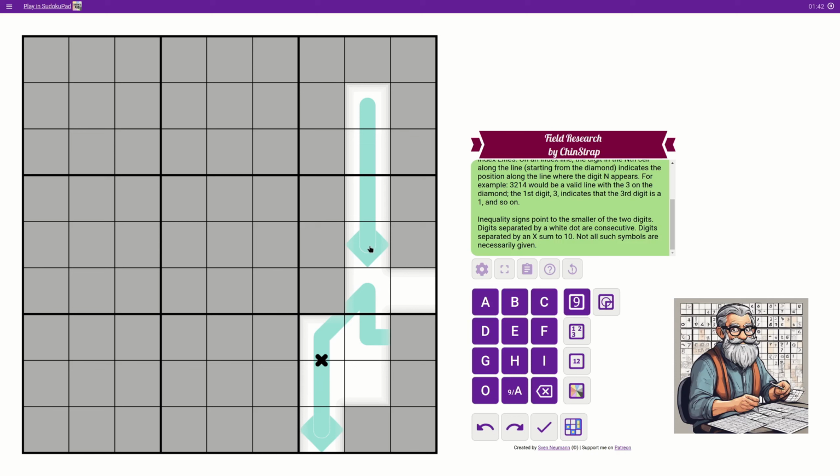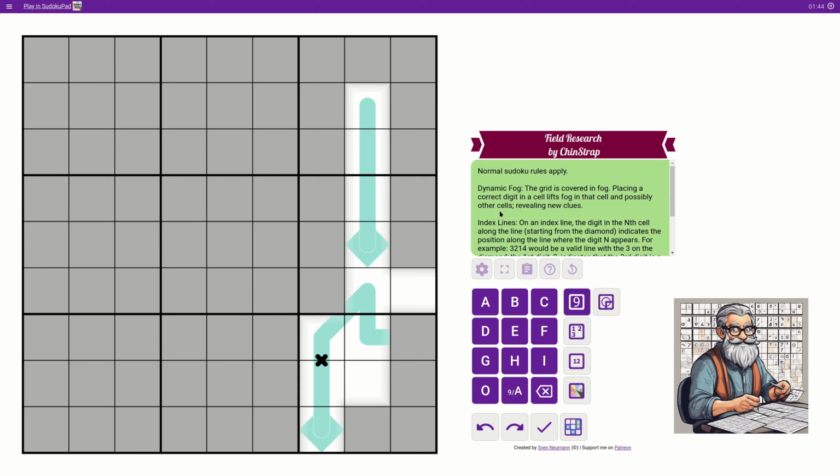So what can we say about, what were they called? Index lines. That's the first time I actually do an index line puzzle, as far as I can remember in any case. Let's have a sip of tea.